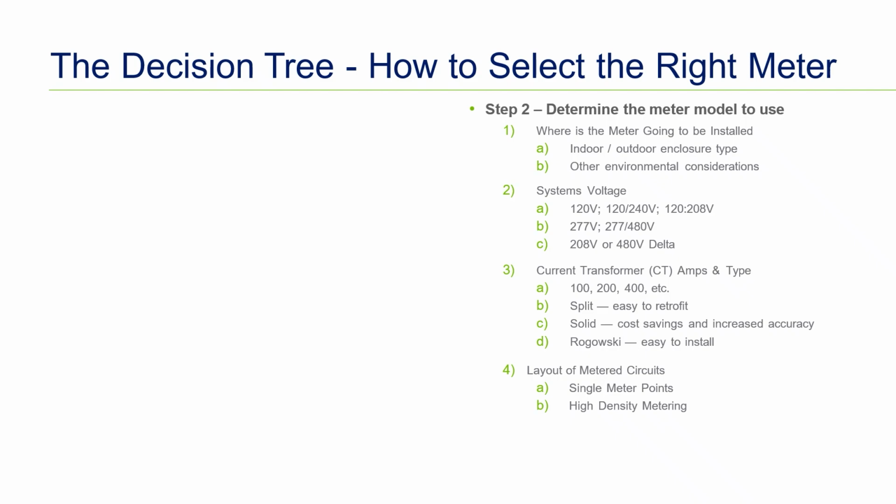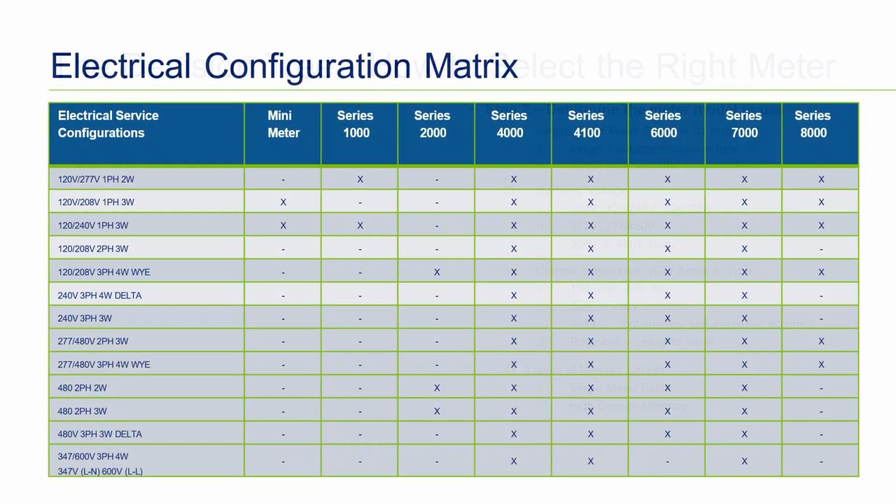In some instances, a single metering point like the panel mains may be sufficient. With many applications, it may be necessary to meter several individual circuits within a panel. In these cases, a multi-circuit meter may be a better fit. This table provides a quick reference to help select which meter families are compatible with the various electrical service options.